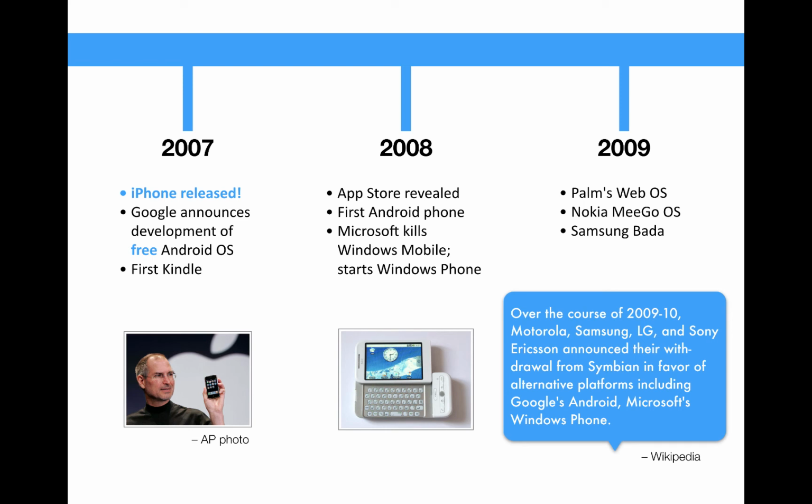And in 2009, several new operating systems were released. Palm's WebOS, Nokia's MeeGo, and Samsung's Bada. Everyone wanted a piece of what they saw was going to be a huge market. But most companies knew that once the dust settled, there were only going to be a handful of operating systems left. Between 2009 and 2010, Motorola, Samsung, LG, and Sony all announced that they would no longer make Symbian phones. Most moved to Android, though some did move to Windows Phone.